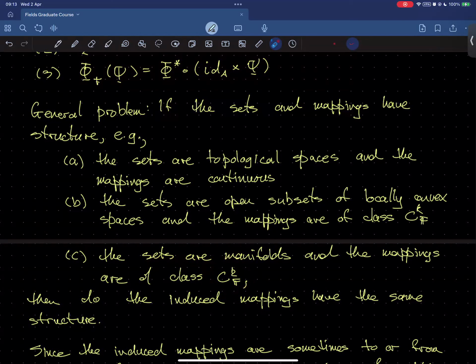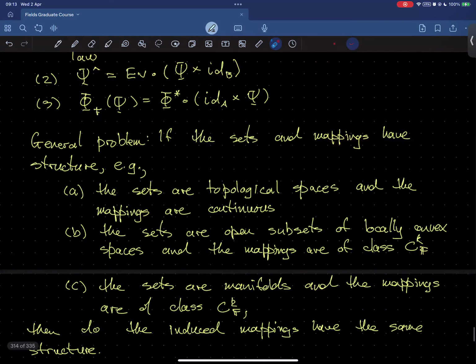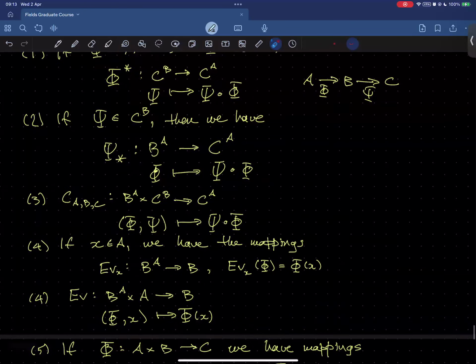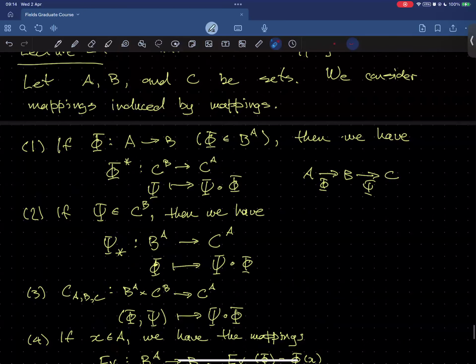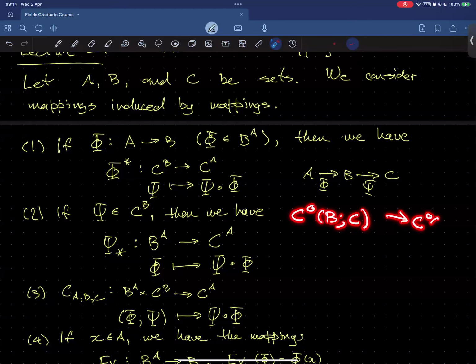Okay. So then if you now go back and look at all of these constructions, instead of C to the B, maybe in the case where B and C are topological spaces, I'm going to have the set of continuous mappings from B into C, okay? And then that's going to map into the set of continuous mappings from A into C, okay?